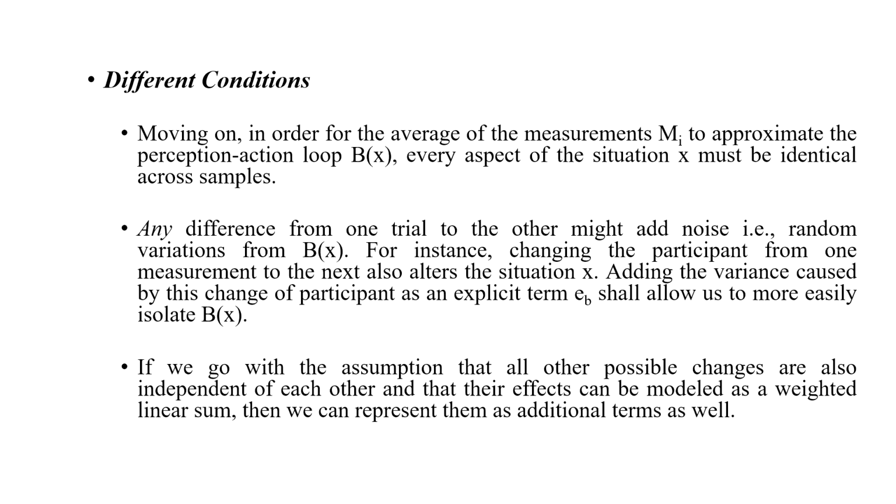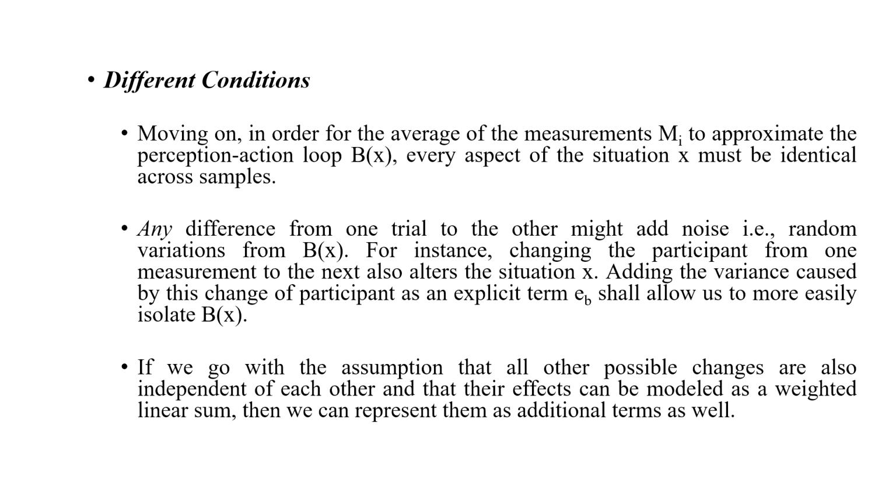In order to average the number of measurements, this M of I that we were talking about, to approximate this perception action loop, every aspect of the situation, this x, must be identical across samples. Any difference from one trial to another will add to the noise. So, this random variation from B of x, some error term, will get added. For instance, changing the participant from one measurement to the next also alters the situation. Adding the variance caused by this change of participant as an explicit term EB shall also allow us to isolate this B of x very quickly.